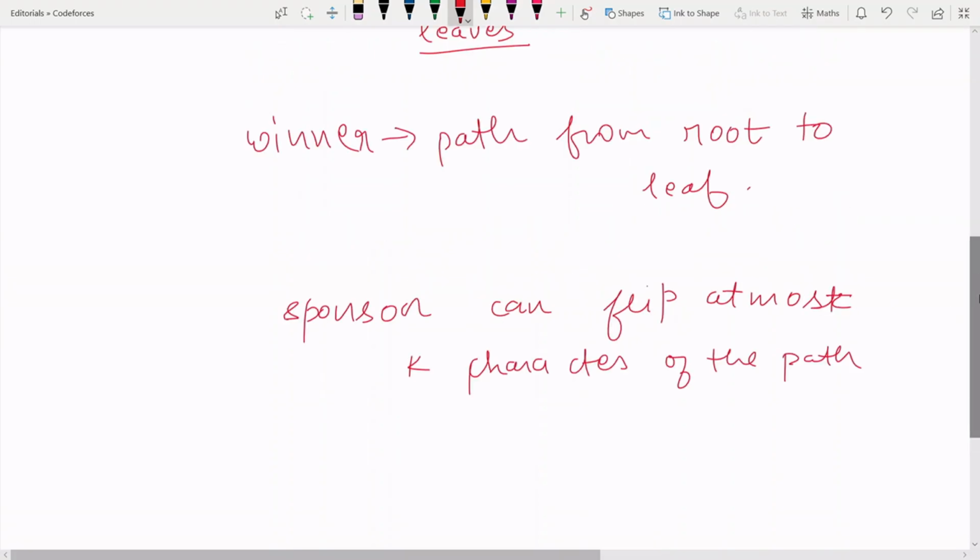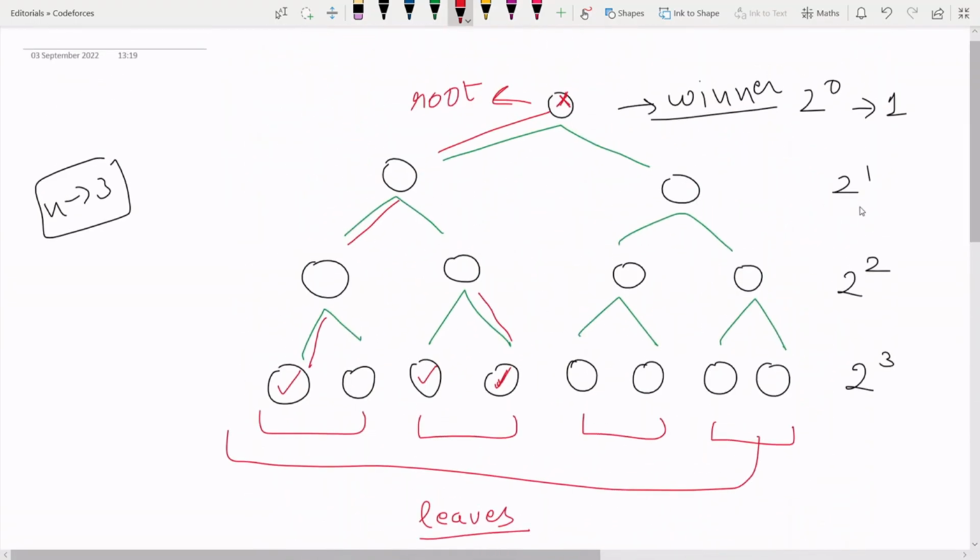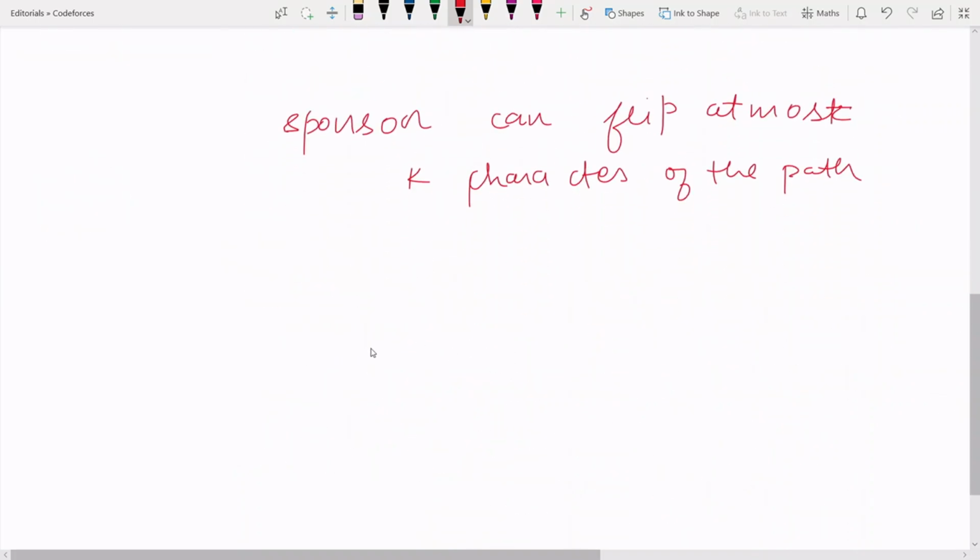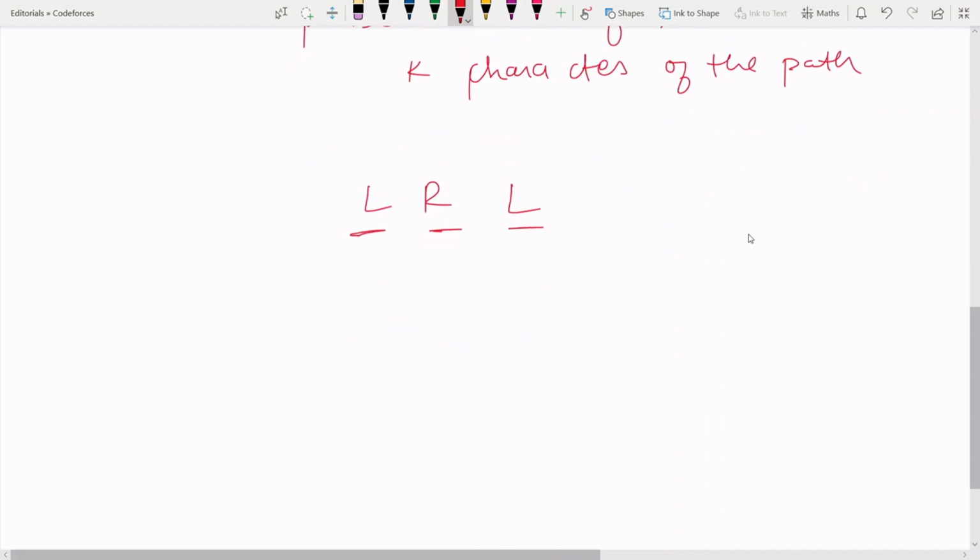If I have n equal to 3, my path will consist of three characters. Let's take an example, suppose initially the path is LRL. Now k is zero, so suppose the sponsor can't do anything, so we don't have to change anything. There will be one path, which means only one distinct winner.